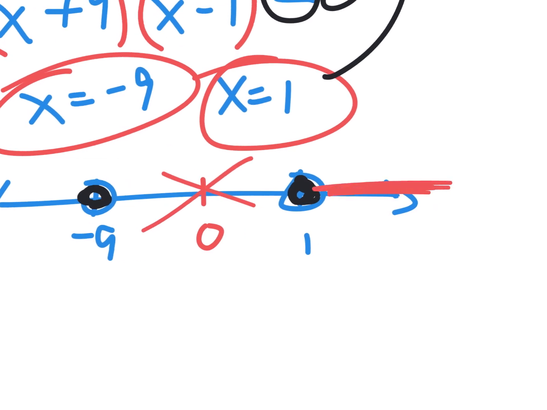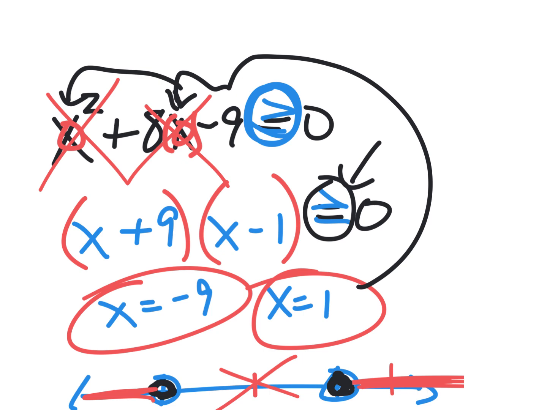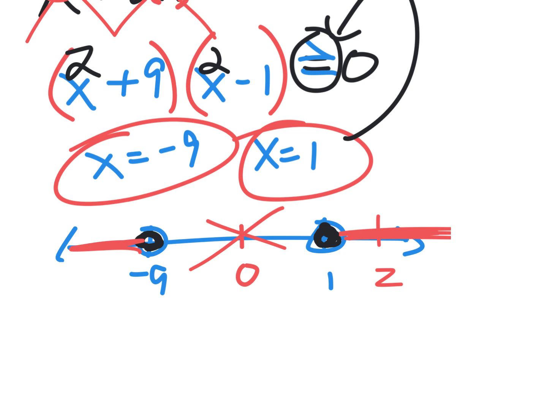Now, how would I double check? Well, I would also check and make sure that something like 2 does work. Something bigger than 1. So I'm going to put in 2, putting a 2 here and a 2 here. That makes 11 times 1 is 11. Is 11 greater than or equal to 0? Yes, it is. And then the third way I would check that I was right is I'd sketch it.